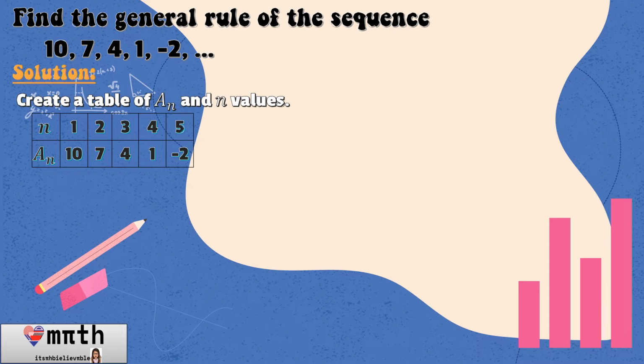Always remember that the first term of a sequence will be a sub 1, corresponding to the n value equal to 1. The second term will be a sub 2. The third term will be a sub 3, and so on and so forth.